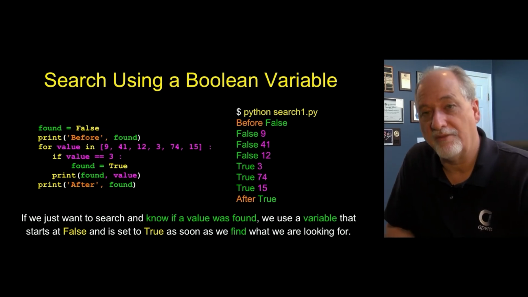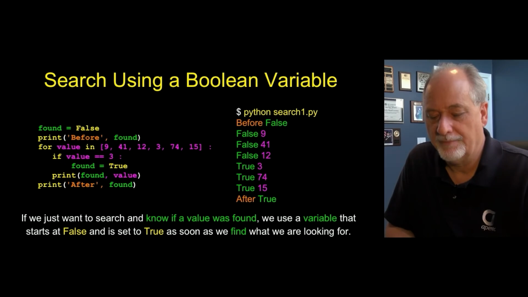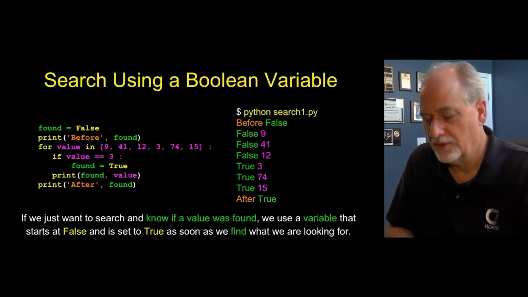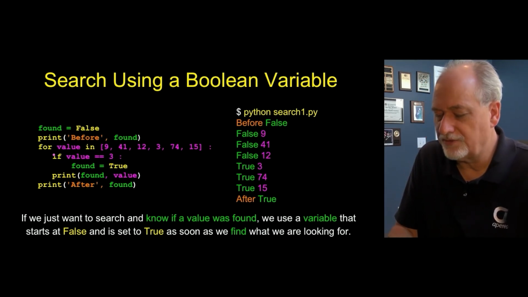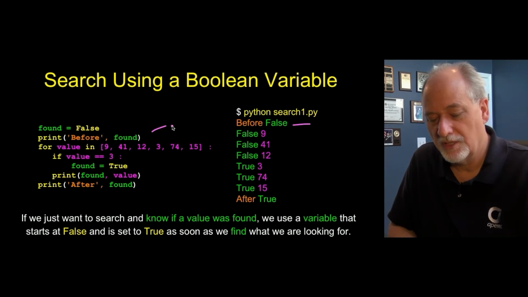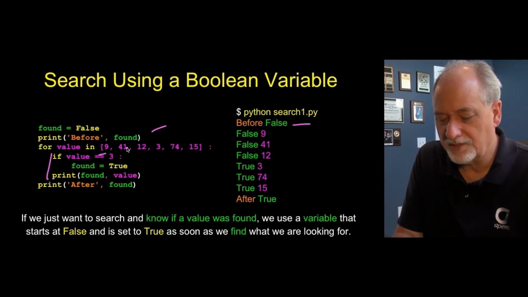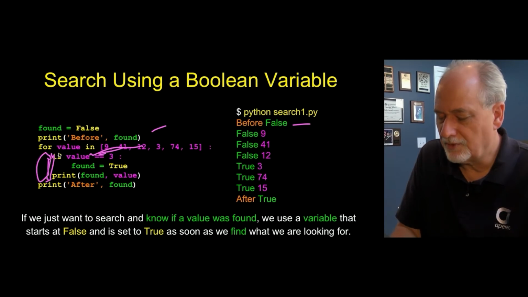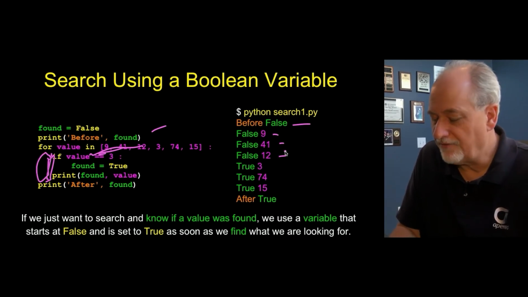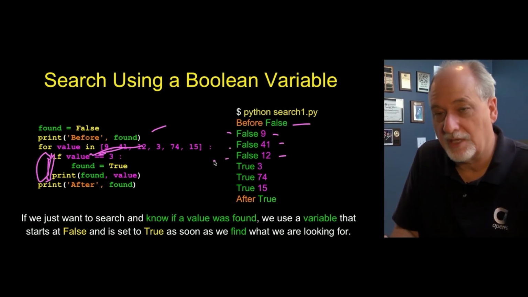And I'm going to say found is going to indicate to me whether or not I found a 3 in my list. And I'm going to start before the loop starts, let's say false, because we haven't found anything yet. So found equals false. And so at the beginning of the loop, found is false. And now we're going to run this loop a bunch of times. 9, is that true? No, skip. 41, is that true? Skip. 12, skip. Right, so 9, 41, 12. And found has remained false because we haven't done anything to it.